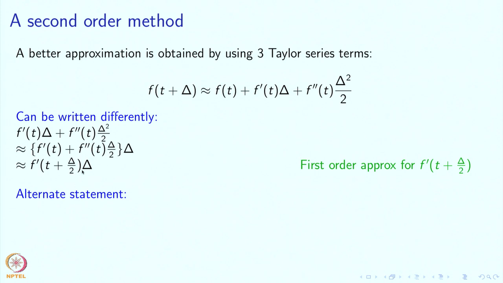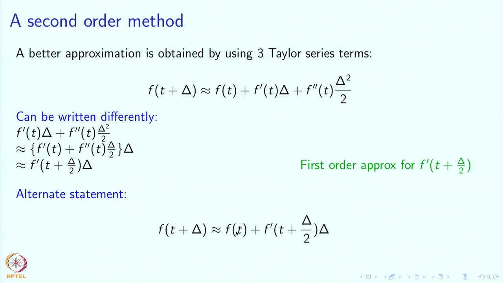So here is the alternate statement of the second order method. We have the same thing, f of t plus delta is equal to f of t, the first term does not change, but the second term looks like this, because this, taken as a first order approximation, is exactly what this is. This alternate statement is nice in many ways. First of all, there are only two terms. Second, the second derivative has gone away, so it is simpler and almost looks like the first order method.